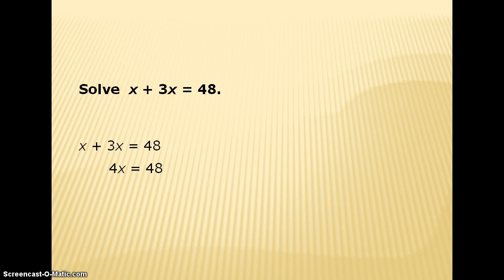Once we have 4x equals 48, it's just one step to solve. Remember that 4x means 4 times x. So to undo multiplication, we divide both sides by the number we're trying to eliminate, which is 4. 4 divided by 4 gives us 1x. 48 divided by 4 gives us 12, so x equals 12. If we were going to plug this back in to make sure it worked, we would take 12 plus 3 times 12, which is 36, and 12 plus 36 is 48.